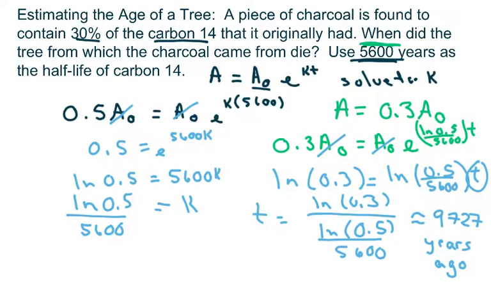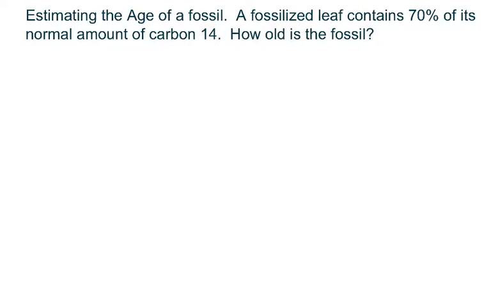Okay? In a similar problem, we're going to estimate the age of a fossil. A fossilized leaf contains 70% of its normal amount of carbon. So how old is the fossil? Basically we're going to do the same thing we did before. First solve for K. K is going to be the same thing that we had before. If you let A equals A sub 0 e to the KT and solve for K, we get the same thing because we're talking about the half-life.